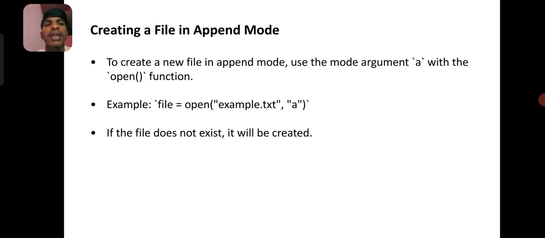Creating a file in append mode. To create a new file in append mode, use the mode argument a with the open function. Example: file = open('example.txt', 'a'). If the file does not exist, it will be created.